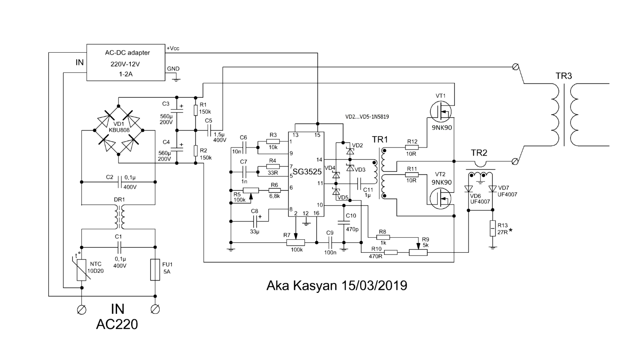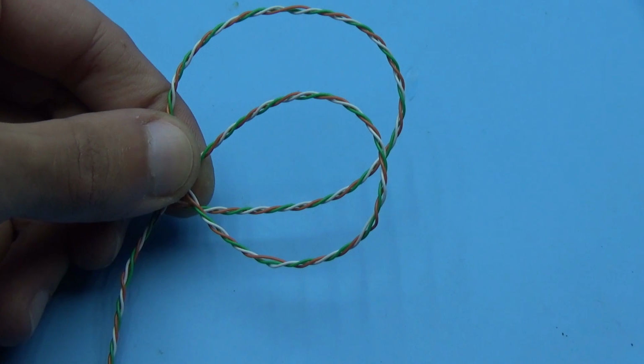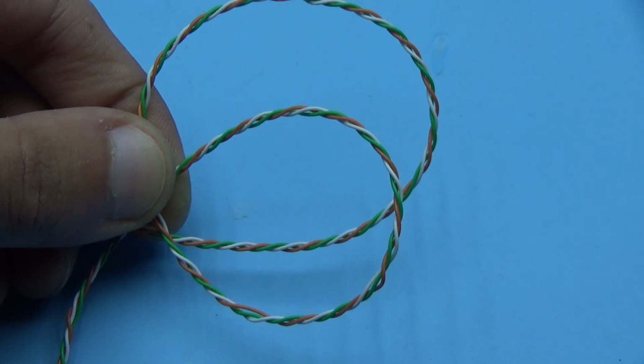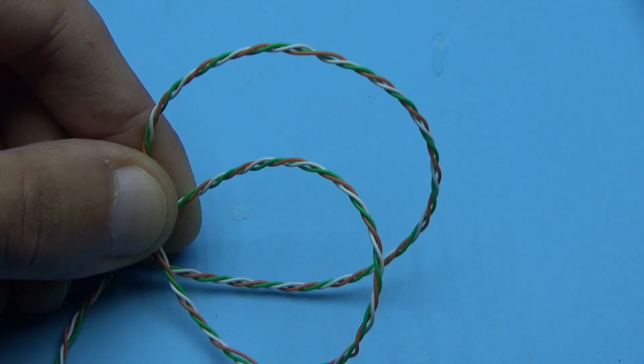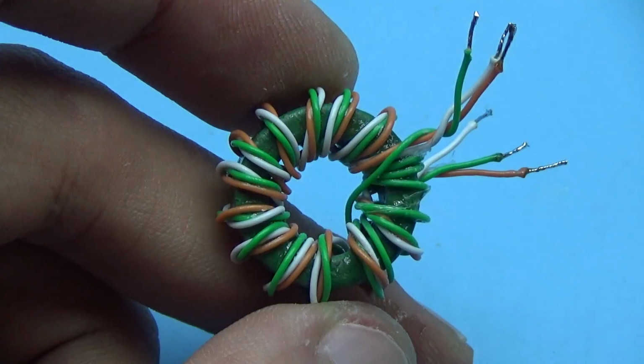The transformer consists of three windings, the primary and two secondary. All windings are wound at once. The wire for all windings is the same, and may have a diameter from 0.3 to 0.5 mm. The primary winding is 20 turns, the secondary windings are 15.